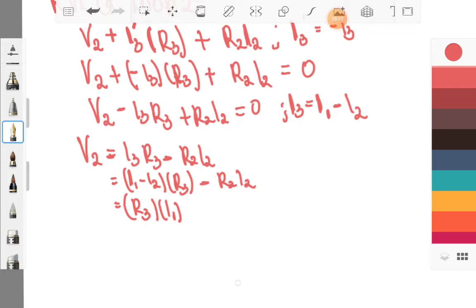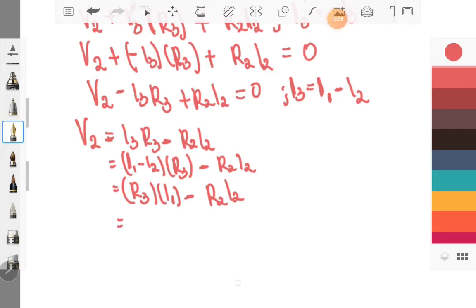So negative yan minus R2 I2. Okay. So therefore, we have R3 I1 minus R2 I2 minus I2 R3. Okay. So R3 I1 minus R2 minus I2 R3.